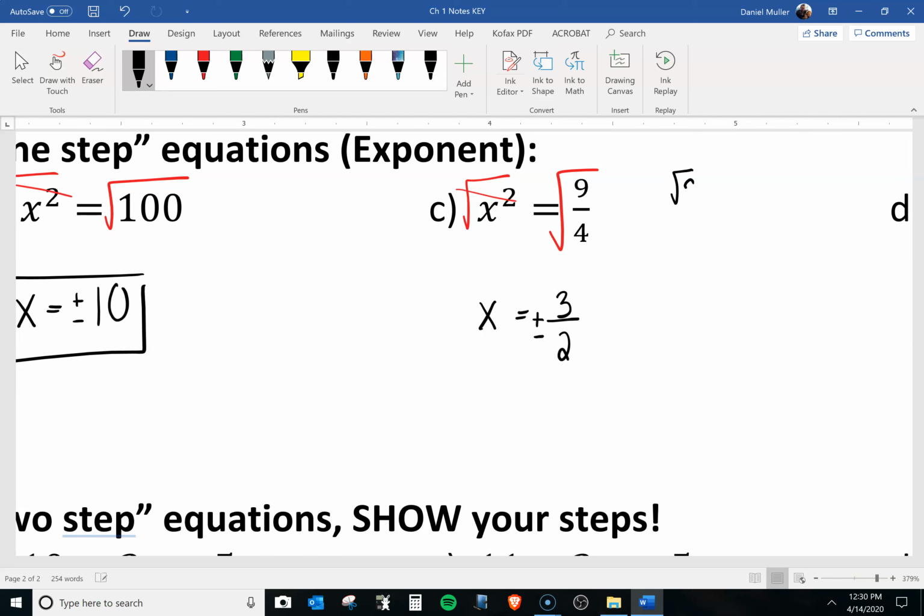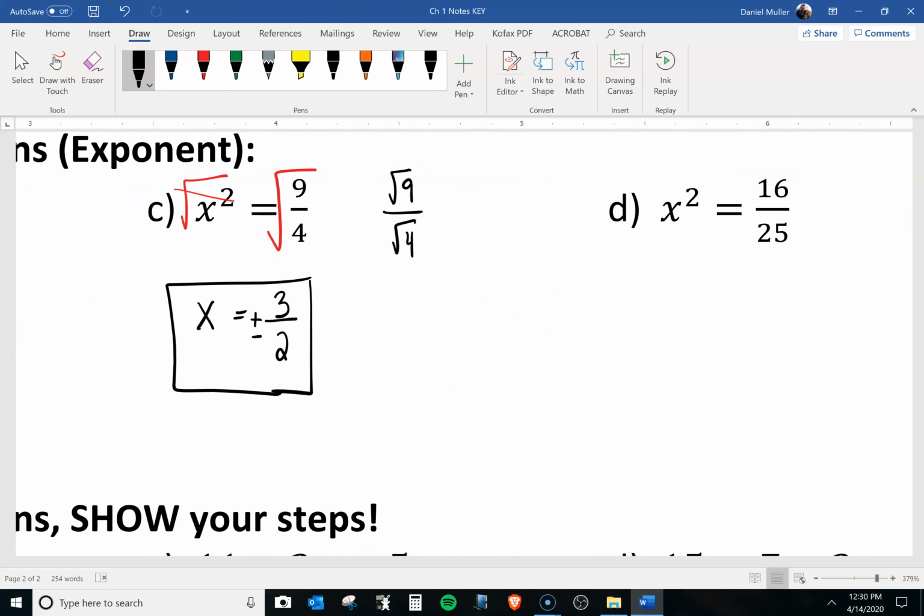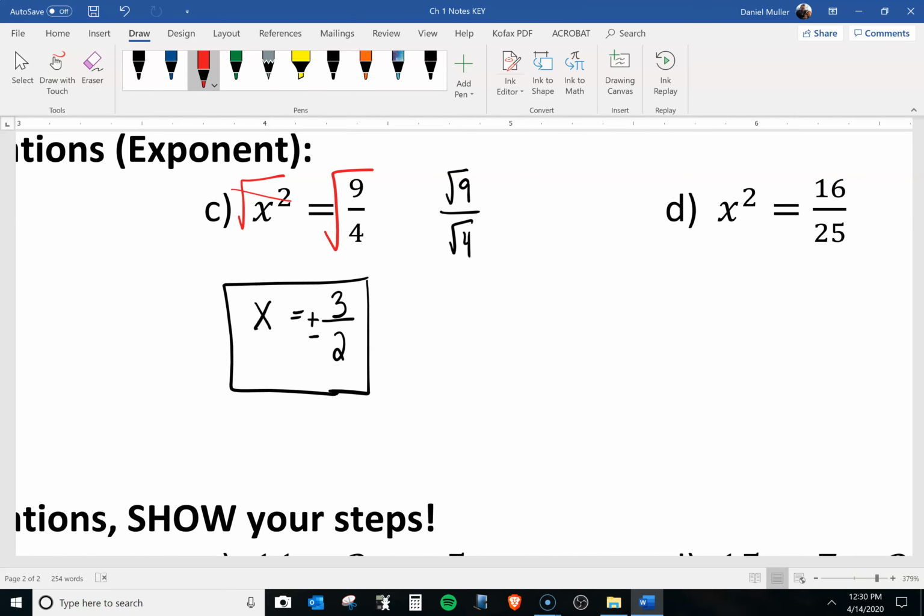So what I did there is I did the square root of 9 over the square root of 4. I just separated it, and you are allowed to do that, and we'll learn more about that in grade 10 and grade 11. And lastly, I need to get this alone, so I'll cancel out the square with the square root, and I do that to both sides. So now my x is alone, and the square root of 16 is 4, the square root of 25 is 5. Don't forget the plus or minus.